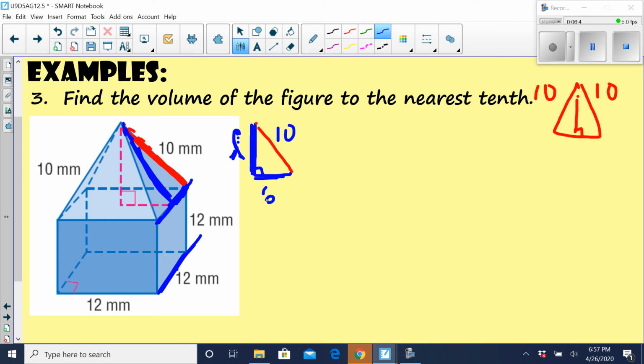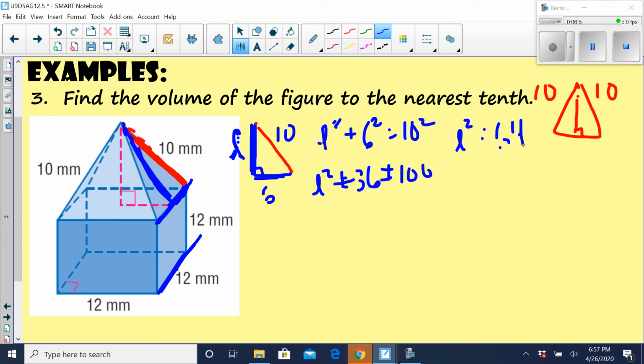Now I can use that Pythagorean theorem. So here I'm going to say L squared, which is my slant height, plus 6 squared is equal to 10 squared. Here I get L squared plus 36 is equal to 100. If I subtract the 36, I get L squared equal to 64. So my slant height is going to be 8. Now I can fill in 8 right here, and now I can go about finding the height of this pyramid.